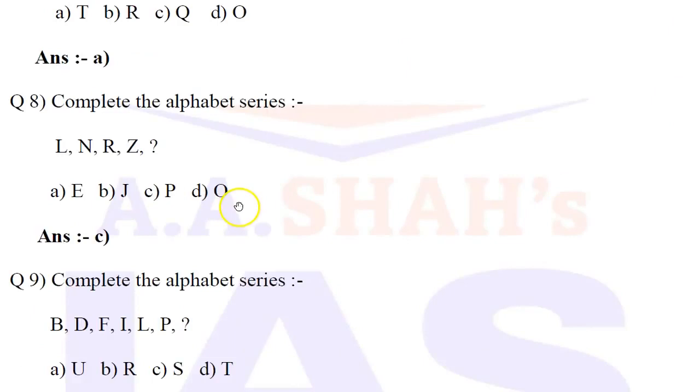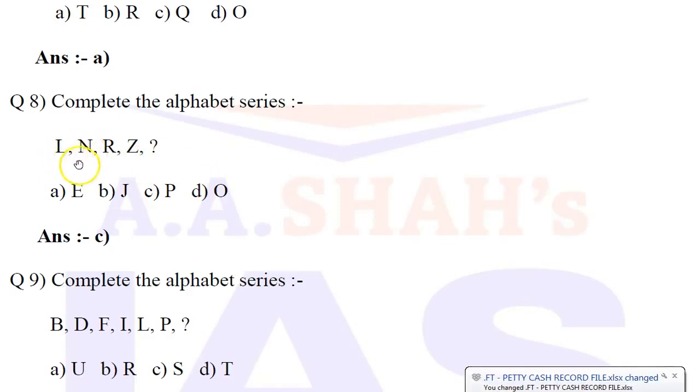Eighth question now. Complete the alphabet series L, N, R, Z, dash. So now here if you observe L and N. L plus 2 is N. Now N and R. N plus 4 is R. Now R and Z. R plus 8 is Z.